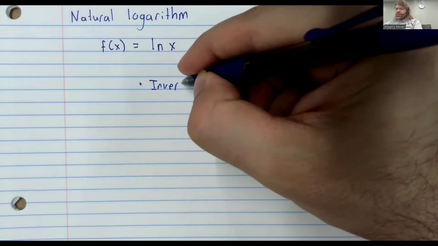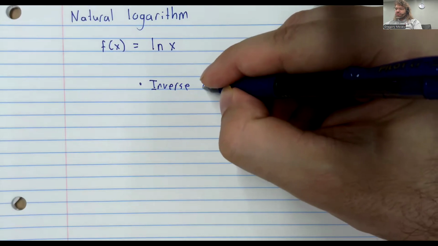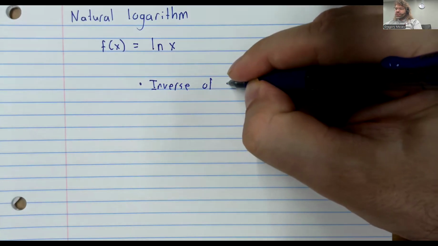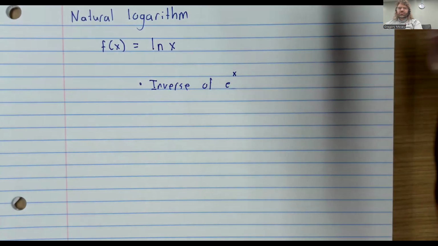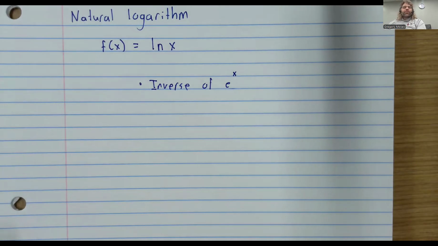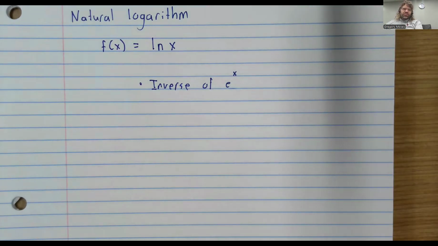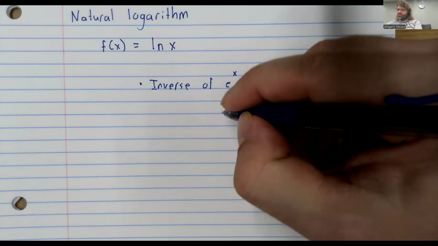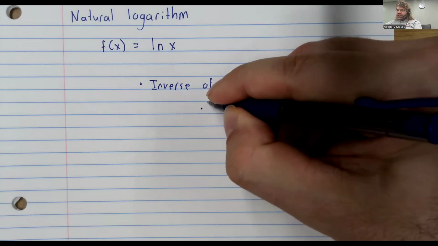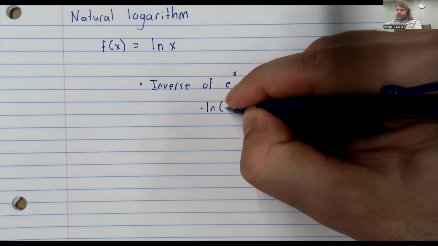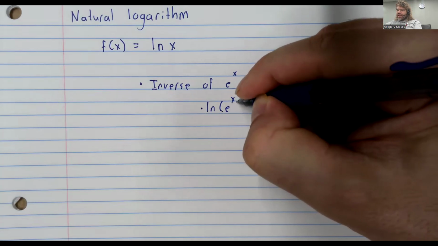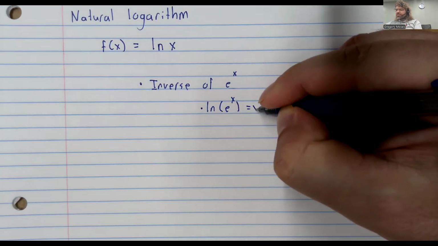It is the inverse of e to the x. I mean, this is the definition, really. This is how the natural logarithm can be defined. And what this means, I mean, it really means two things. It means that the natural logarithm of e to the x equals x.